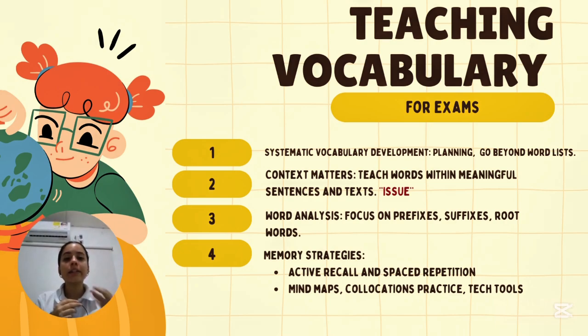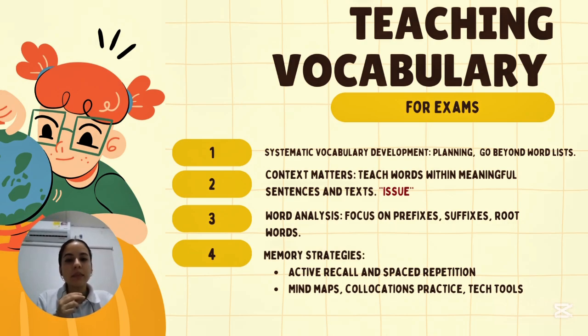Okay, then there's the importance of context. Rather than teaching isolated words, we should present vocabulary within meaningful sentences, authentic texts, or we can even use real exam exercises. This helps students to understand not just the meaning of a word, but also how it's used in real life communication. For example, teaching a word like issue, that we have here in the presentation, is much more effective when students see it at work in a newspaper article, or even an academic essay, than just on a flashcard.